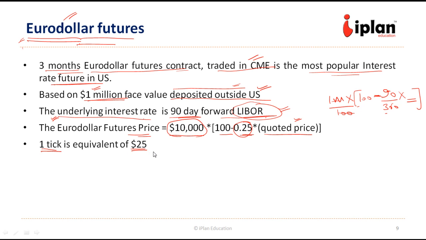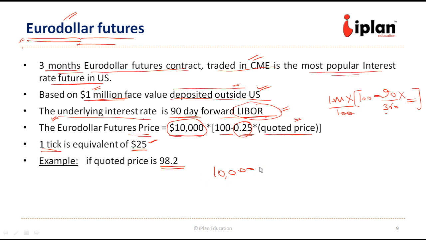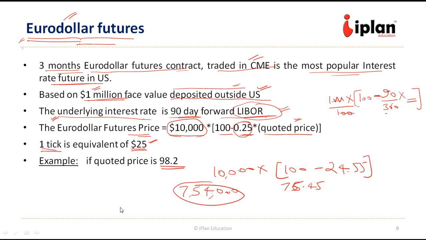So this clearly says that one tick is equivalent of $25. So if there is one small change, minimum changes will be equivalent to $25 in this case. So let us say if the quoted price happened to be 98.2 for a euro dollar, then what will be the futures price? We just put these values: 10,000 into 100 minus 0.25 into quoted price. Quoted price is 98.2. So it is divided by 4, 24.55. And then if we subtract, we get 75.45. This into 10,000. So we get 7545,000. So this will be our euro-dollar futures price.